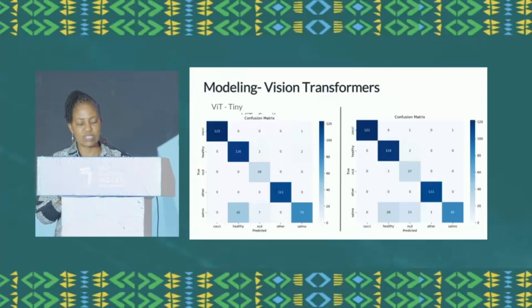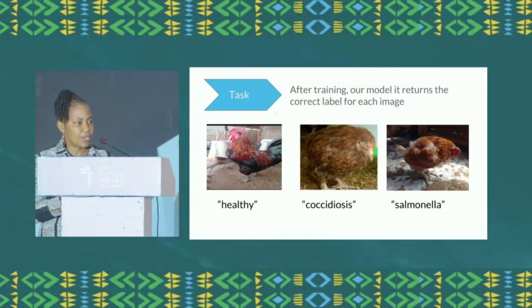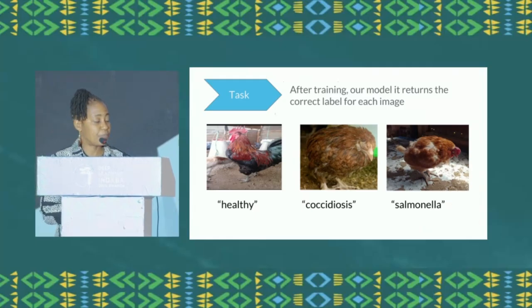So the performance is quite similar, and it is expected on vision transformer because they outperform the CNNs when the data set size is very huge. So yeah, we were able to achieve the task of providing the correct label for each image, where we have a healthy chicken, the second one had coccidiosis, and the third chicken had salmonella.